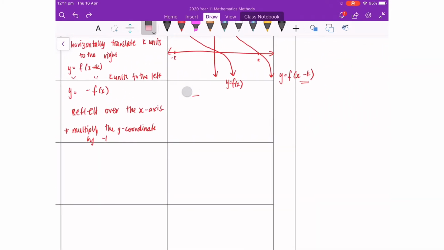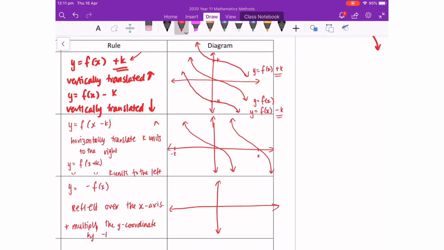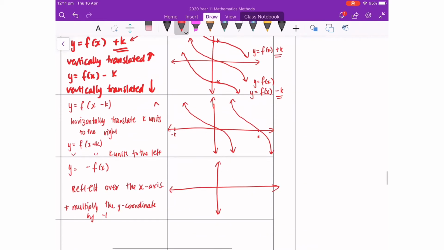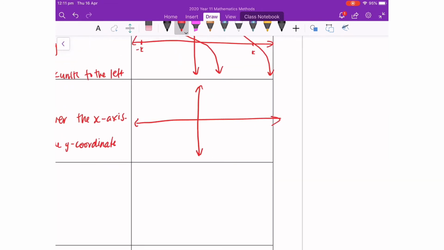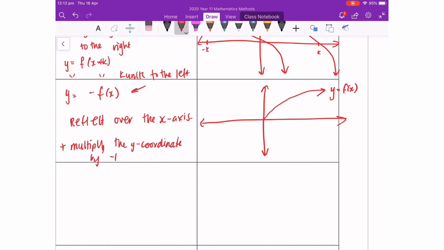I'm going to erase some of this from the previous example here. I'm going to draw my graph again, and give you an example of a different f of x. Previously I showed you what it is if f of x was a cubic. I'm going to show you what it looks like with a different graph. If that's my original, now I'm going to show you what it looks like if it's negative f of x. And what I've mentioned is that I'm multiplying the y coordinate by -1.